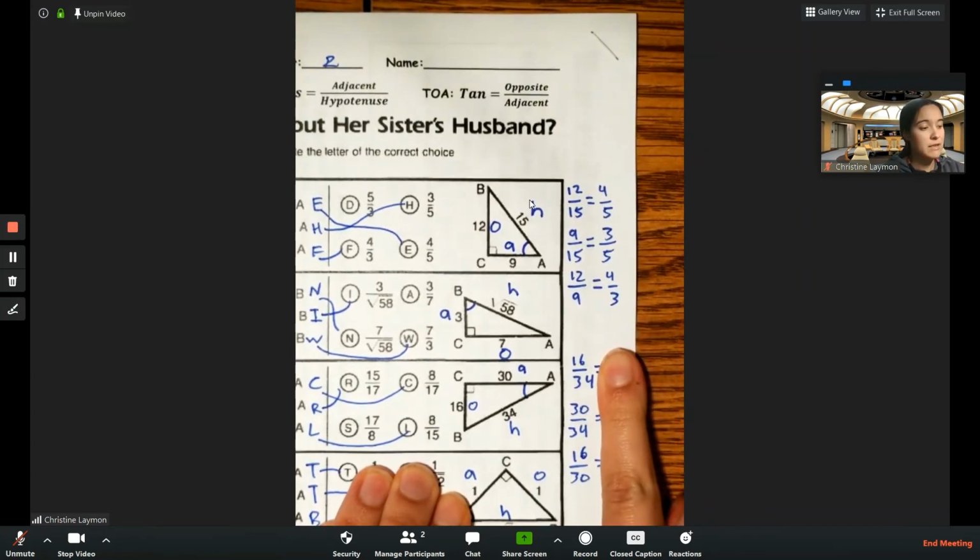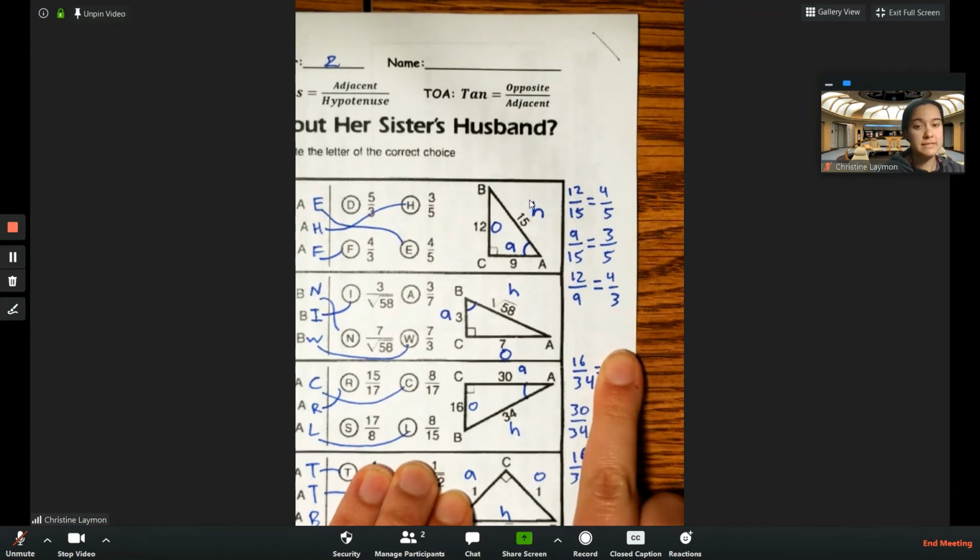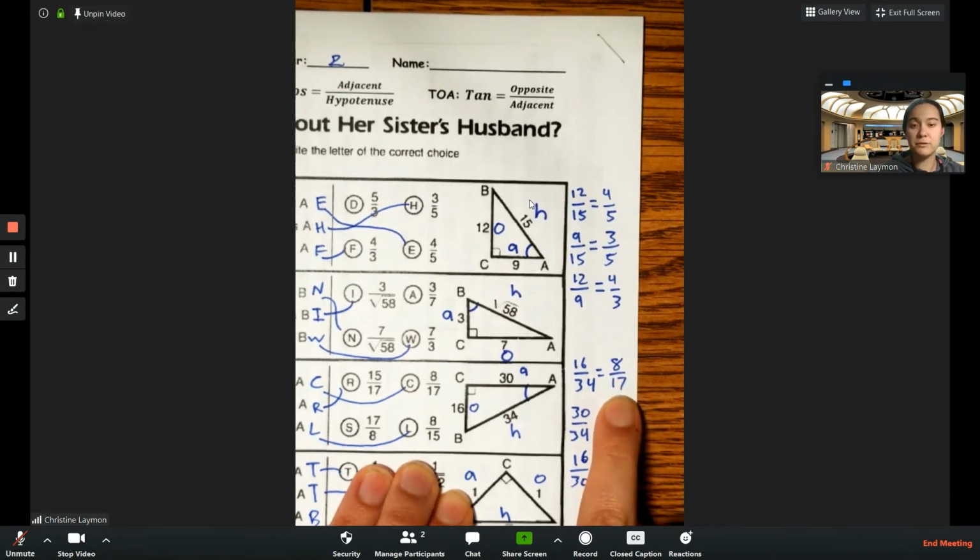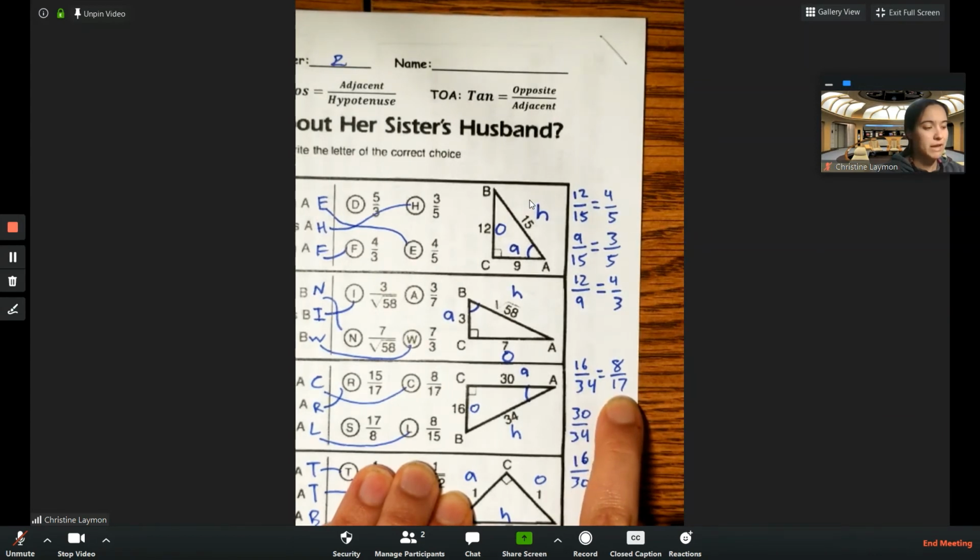I realized that they're both even numbers, so I divided by 2. 16 divided by 2 is 8. 34 divided by 2 is 17. So 8/17 is the answer for sine of A.